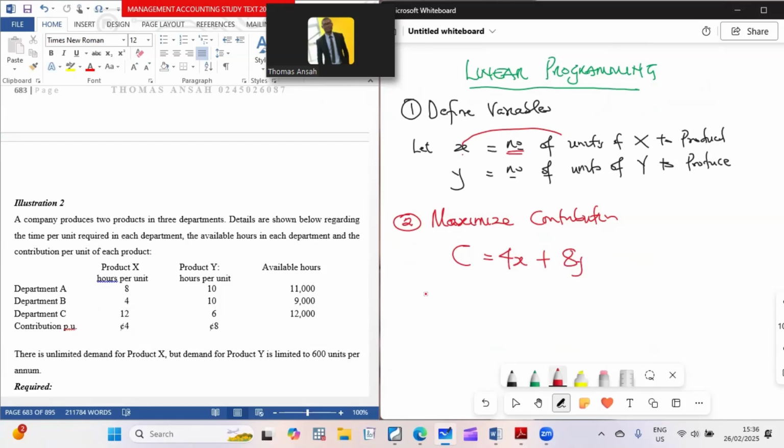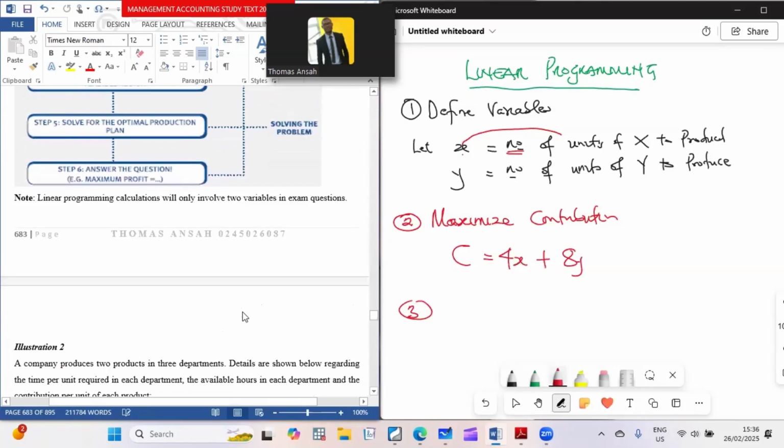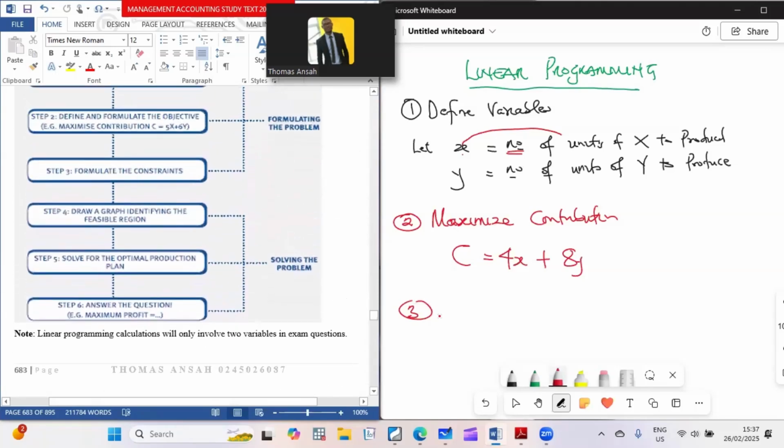All right. Step 3, we say that we need to formulate our constraints. These are all constraints. So step 3, formulate your constraints.